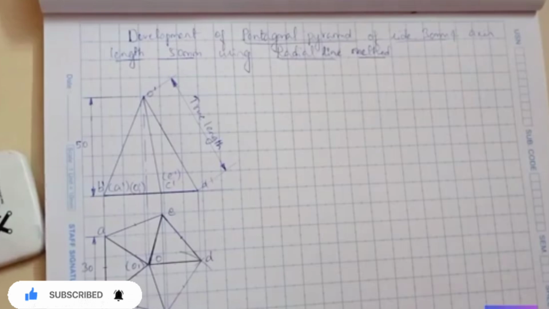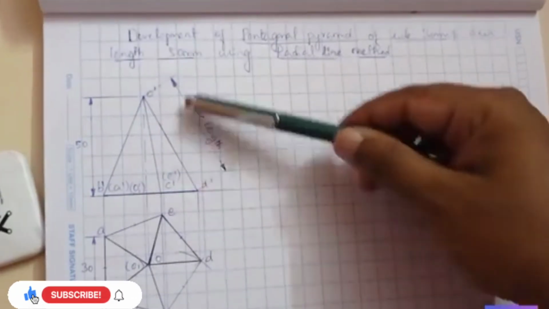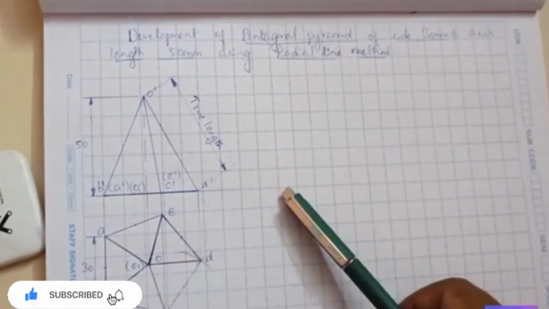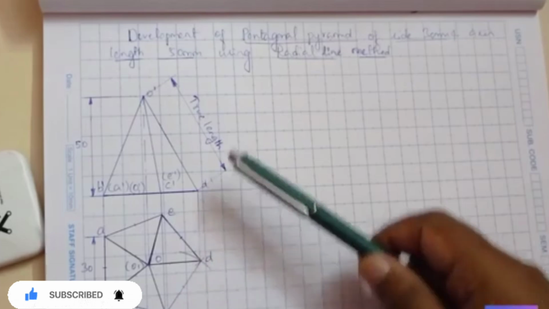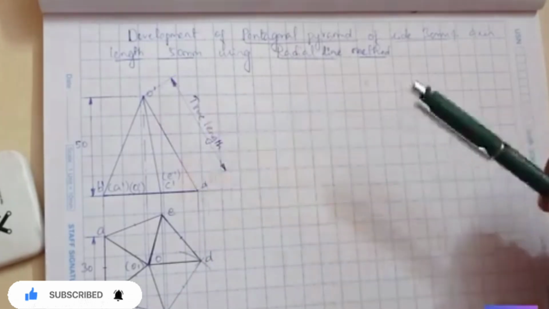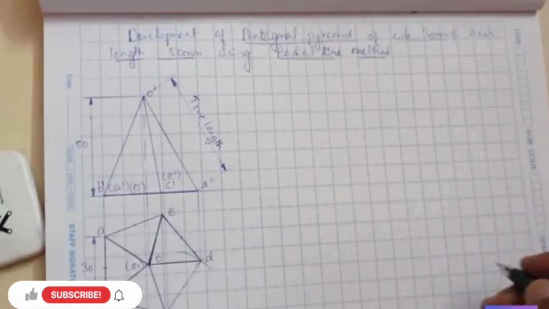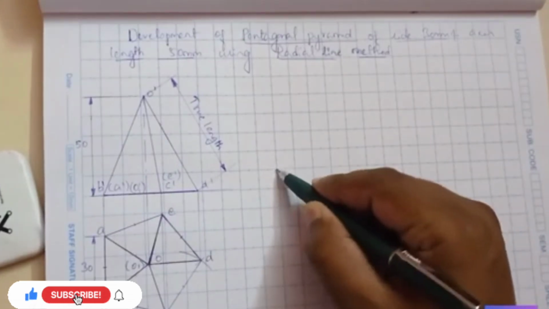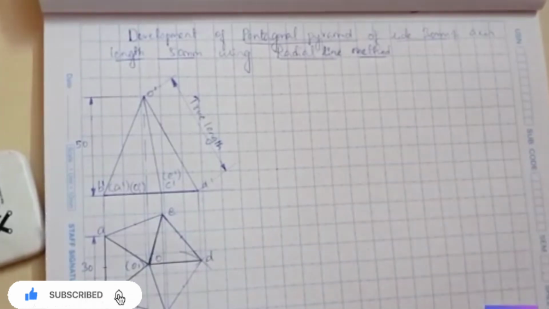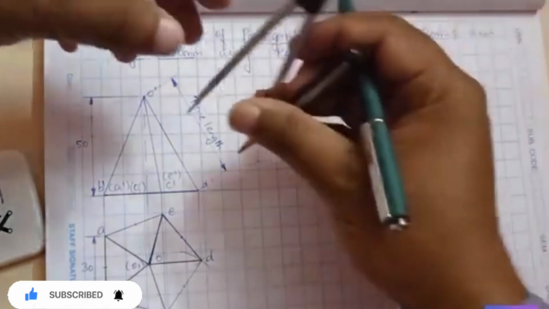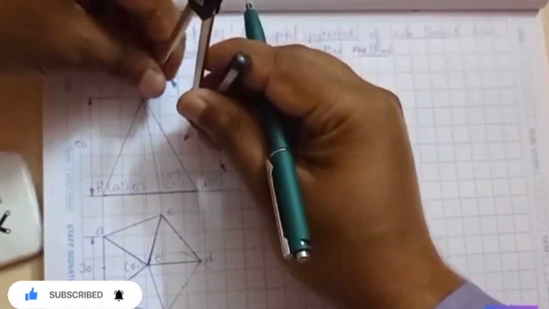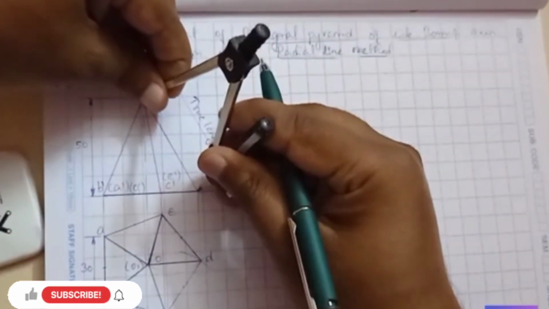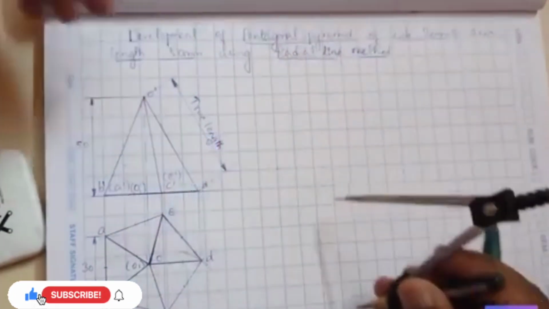Okay, you can see here, this is the true length, that is O dash D dash. Why it is the true length: you can see the edge OD is parallel to this XY line, that's why this O dash D dash is the true length. So what we have to do in this problem is, first I will take one reference point here. Then I'll be measuring this length, the O dash D dash true length I will consider, because we know the development of any of the solids we have to do with the true length.